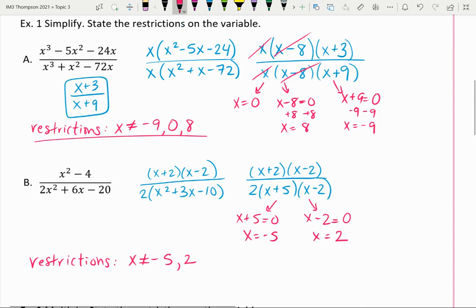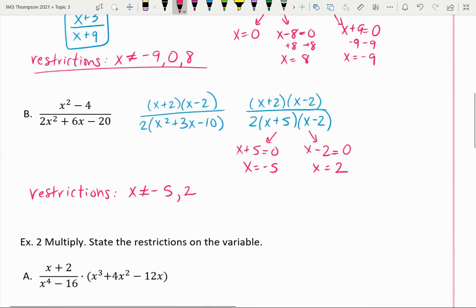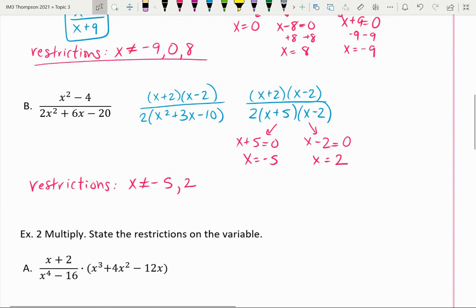Restrictions only occur in the denominator. I can have a 0 on top. That's fine. It's not a problem. If I were to plug in negative 2 to the x plus 2 on the numerator, I would have 0 divided by some number, and that's fine. That's just 0. It exists.